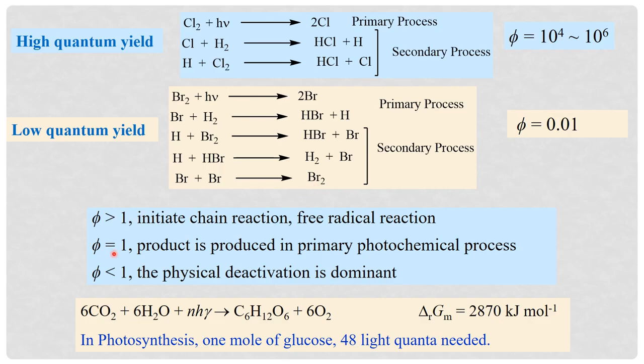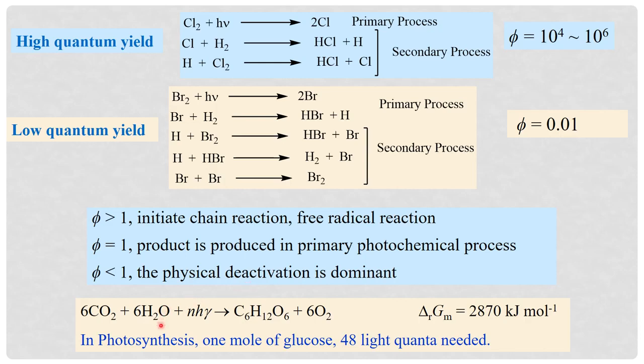There can be three possibilities. If quantum yield is greater than 1, it shows that there is a chain reaction or free radical reaction. If it is equal to 1, it shows that the product is immediately formed in the primary photochemical process, and if it is less than 1, then physical deactivation is the dominant phenomenon.